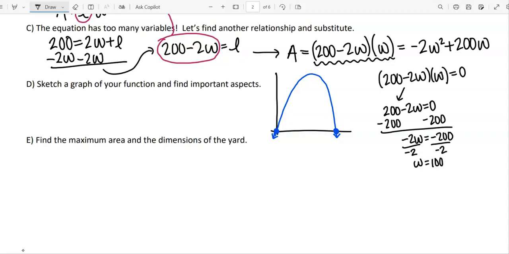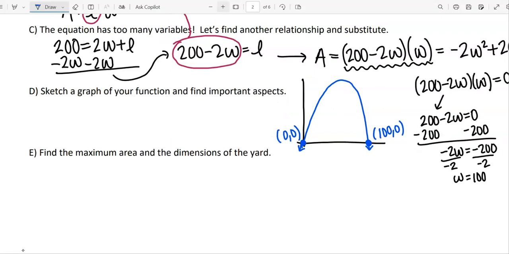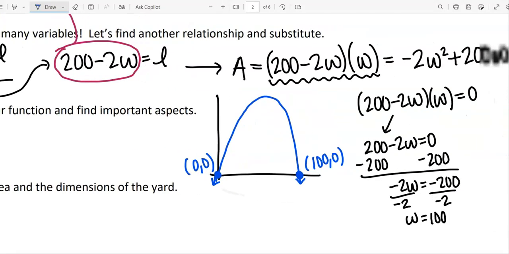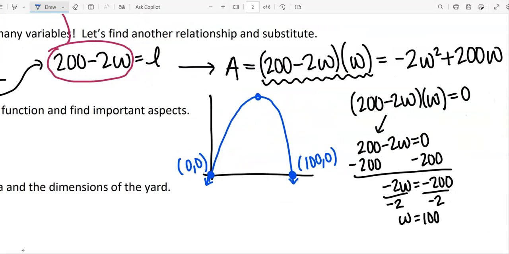100. So that tells me that I crossed the x-axis at 100, 0, along with this 0, 0 that we found over here. Notice that 0, 0 would come from that W that's on the end. When we set that equal to 0, we'd get W equals 0. Okay, cool. Tell me other things we know about our graph. It does have a maximum. That would be at the tippy top, right? Do we know where that maximum happens?